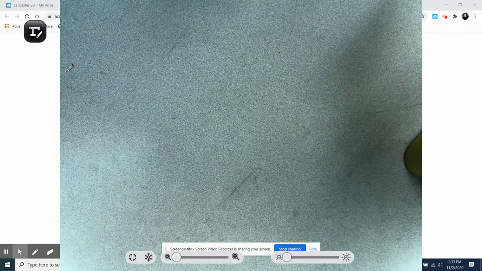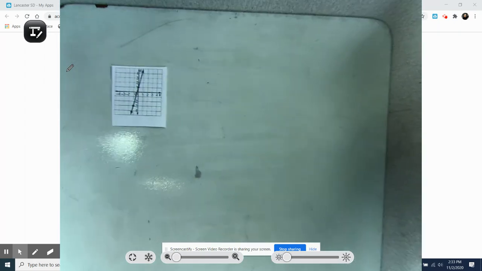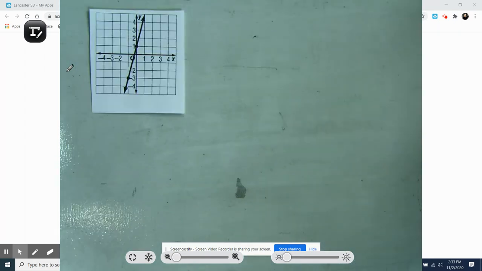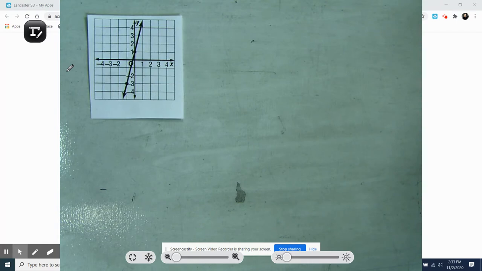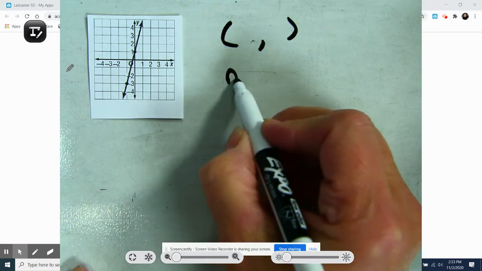All right. Well, what if instead of giving you 2 points, they give you a picture? So here's our picture. We're going to have to graph this. So we have to do a couple of things. First, we're going to need to find a point. So we need a point, and then we need to know the slope.